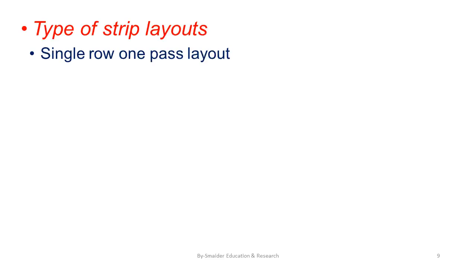One is single row, single pass. There are different types of strip layout. You go one by one, then you will have a conclusion. Single row, one pass layout.